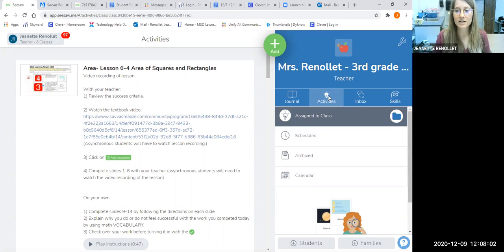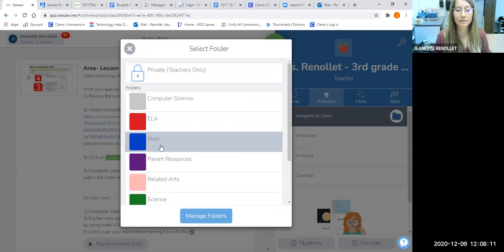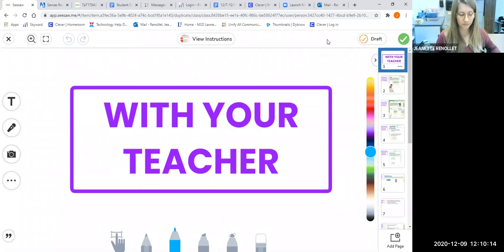You will click on Activities, Assign to Class folder, Blue Math. And today our Seesaw task is called Area Lesson 6-4 of Squares and Rectangles. Please find your task now. We are going to work together on these slides, so you need to stay with the class, focus on the lesson with the teacher so that you can learn as much as you can today.